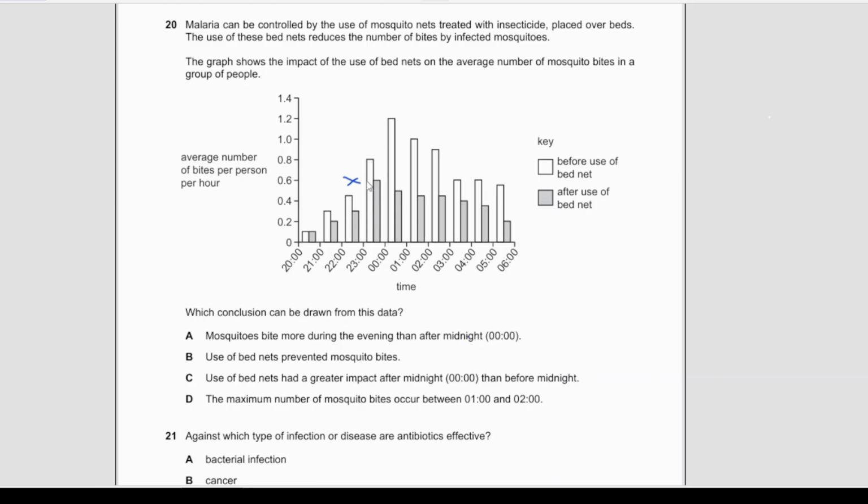No. After midnight it's more. Use of bed nets prevents mosquito bites? No, it doesn't prevent, it just reduces. Okay. Use of bed nets had greater impact after midnight than before midnight? Yes, the number decreases actually. The maximum number of mosquito bites occurs between 1 and 2? No, the maximum occurs at around 12. So the only possible answer is C.